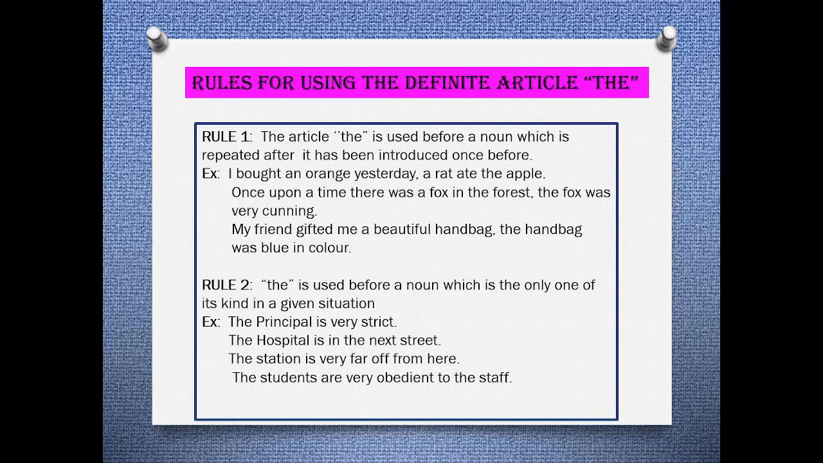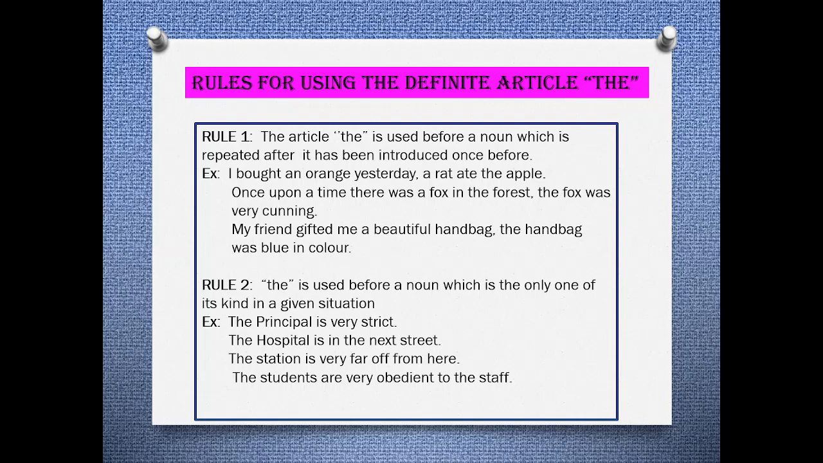Once upon a time, there was a fox in the forest. The fox was very cunning. So, once upon a time, there was a fox, I'm telling. That same fox I'm referring to in the second sentence. The fox was very cunning.